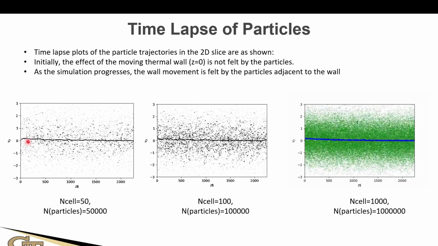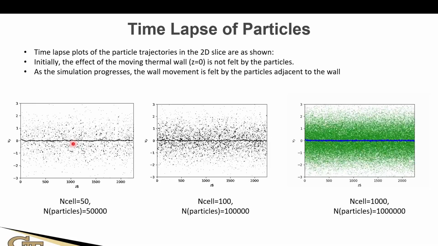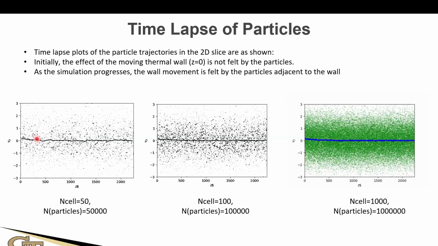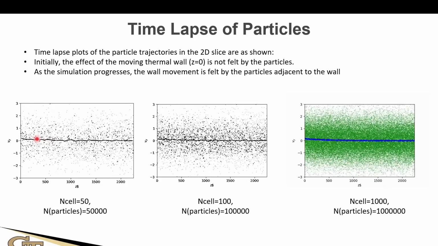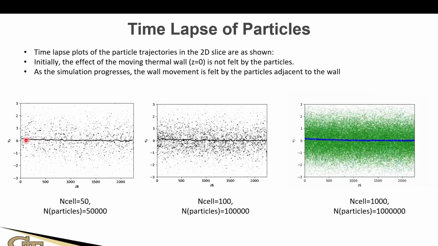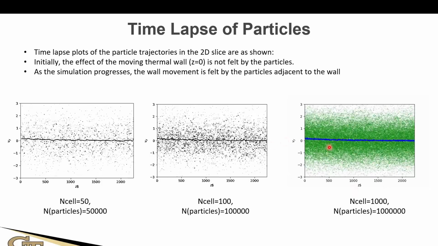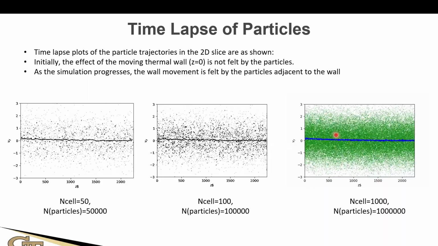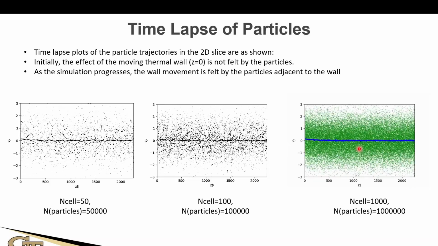As we can see, when the simulation starts out, the effect of the moving wall is not felt by the particles, as you can see here. However, as the simulation progresses, we have some effect on the particles, and we can see that the wall velocity is pretty dominant at later time steps. The same is the case here, and the velocity average shows that the distribution is affected more by the fluctuations in the velocity when the number of particles is high.